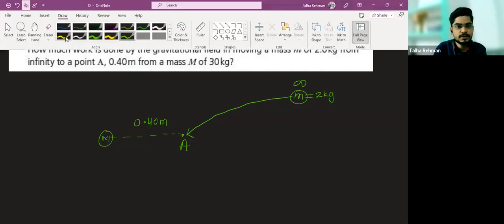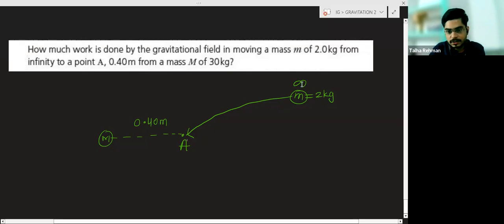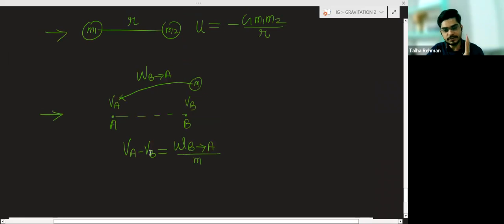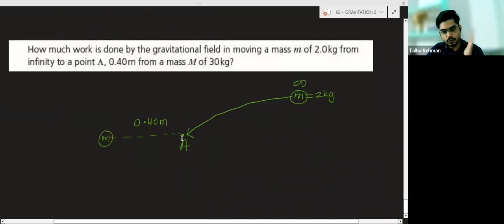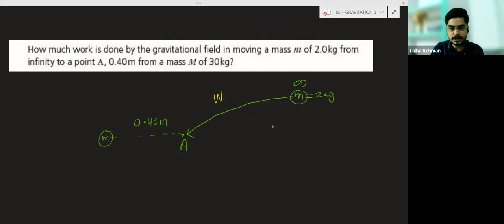I told you that there is a relation between the work done in bringing a mass from one point to another point and the potential. So the potential difference between 2 points is equal to the work done between 2 points divided by the mass. These are the 2 points. So the work done between these 2 points will be the work done in carrying the mass from infinity to point A.